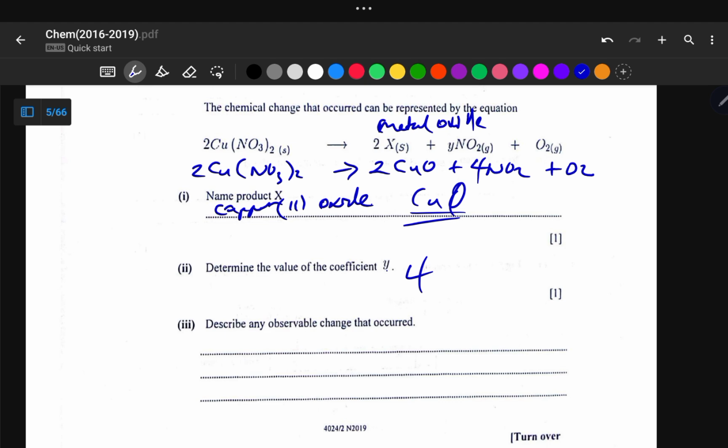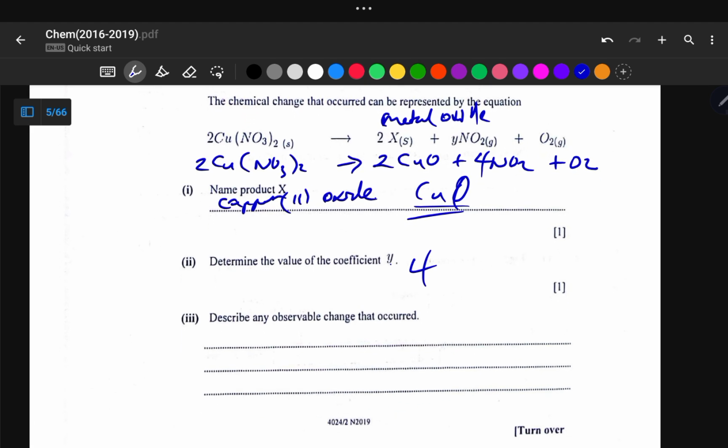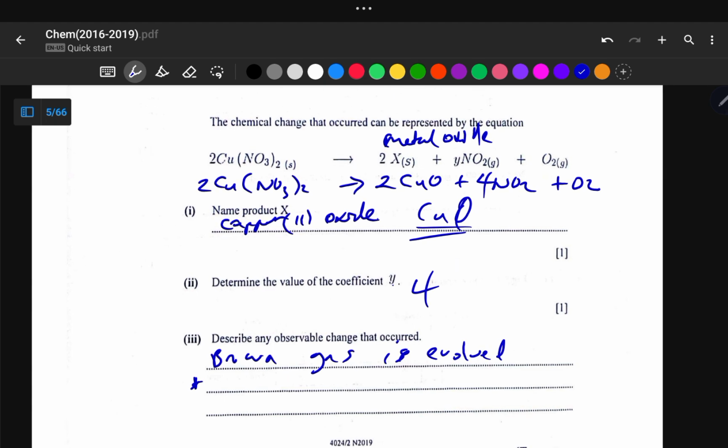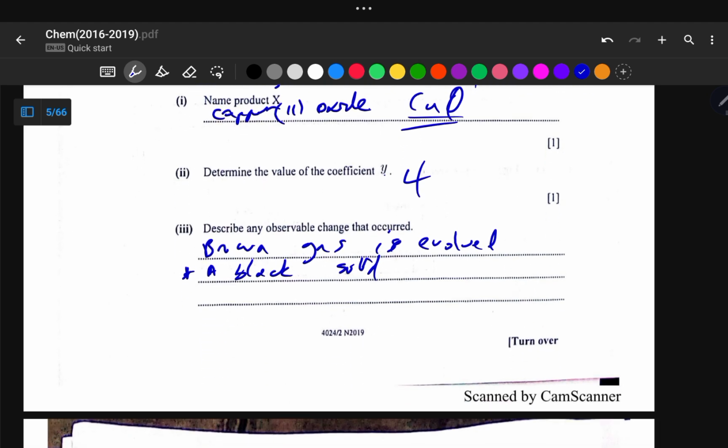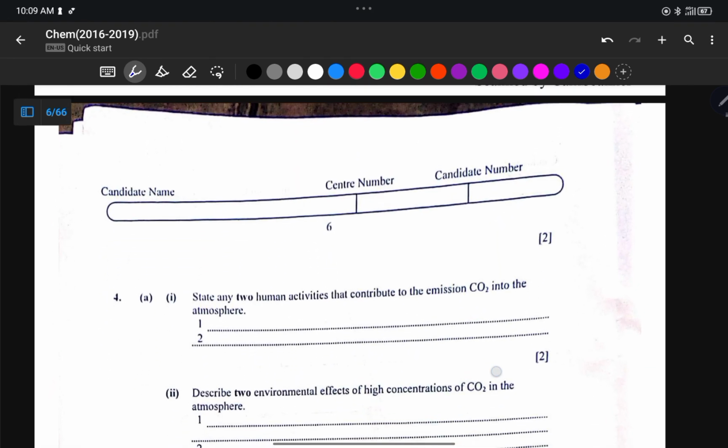And then state any observable change that can occur during the reaction. So nitrogen dioxide is a brown gas, so a brown gas is evolved, right? So this is the observation. Or we can also say that copper 2 oxide is black in nature, right? So a black solid is observed, right? So we are now moving on to number 4.